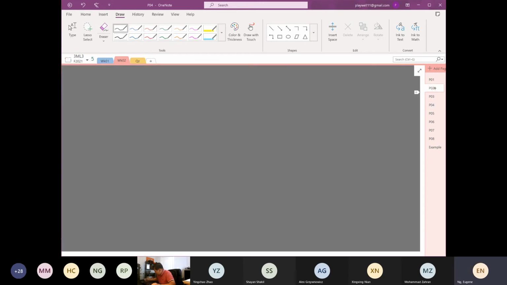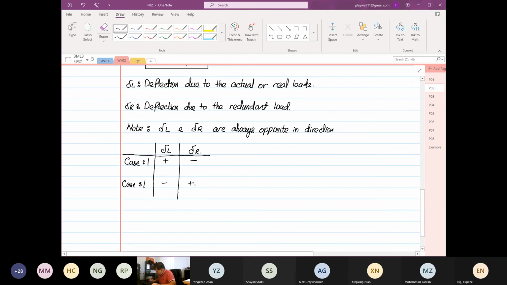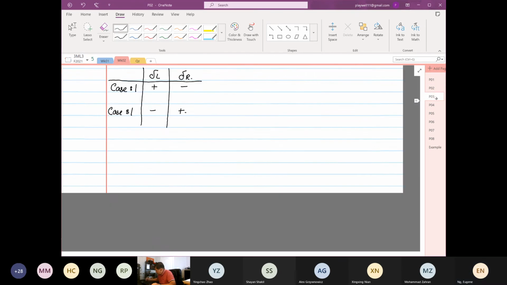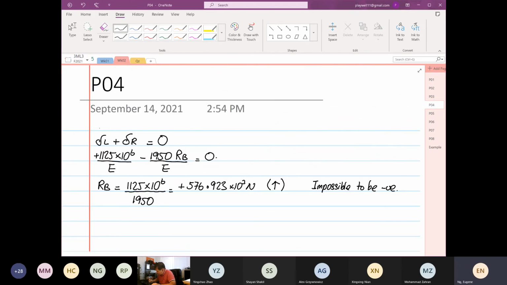Remember, I mentioned this before, right? The deflection of L due to the load will always be in the opposite direction, yes or no? So when you come over here, if this is positive and this is negative, when you bring it over, both are positive. Or when this is negative and this is positive, you bring it over, both sides will be negative, then the RB you calculate will also be positive. That is the reason. That's why it's impossible to be negative.